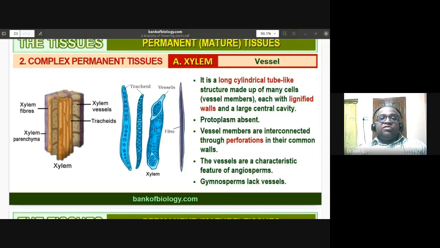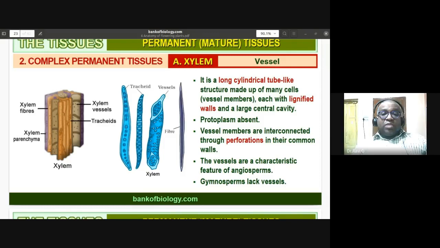Okay, so again, understand what vessels are. It is a long cylindrical tube-like structure made up of many cells or vessel members. Each has a lignified wall and a large central cavity. So it's a long cylindrical tube structure made up of many cells, vessel members, which are arranged one above the other, each with lignified walls and a large central cavity.